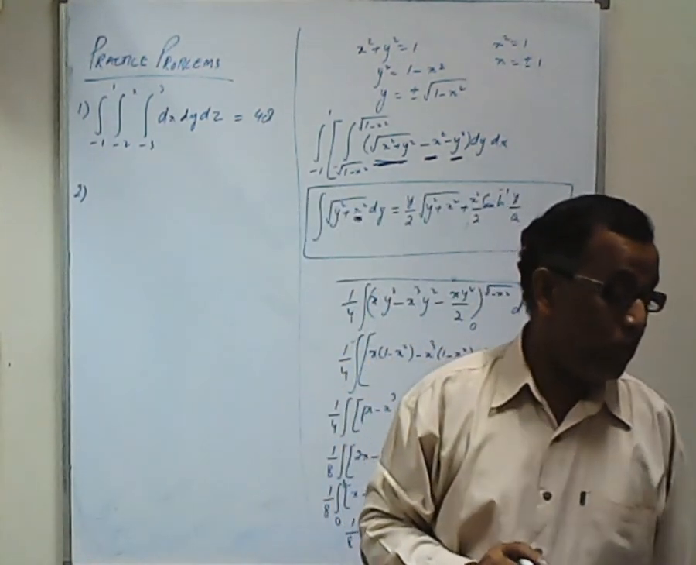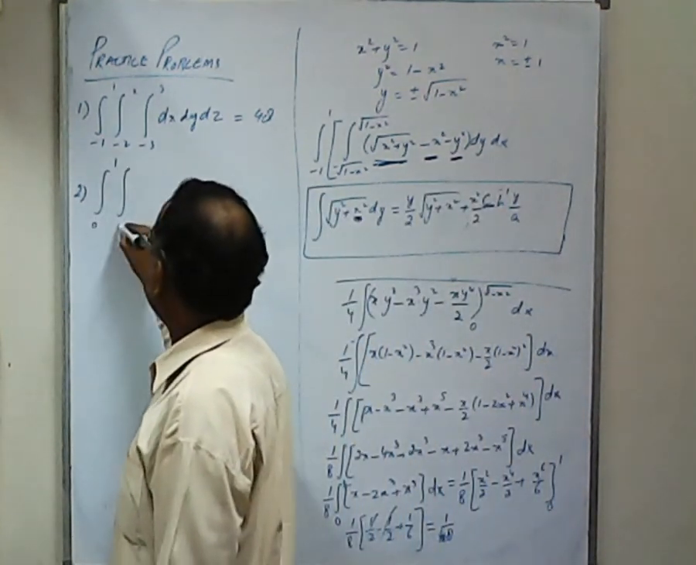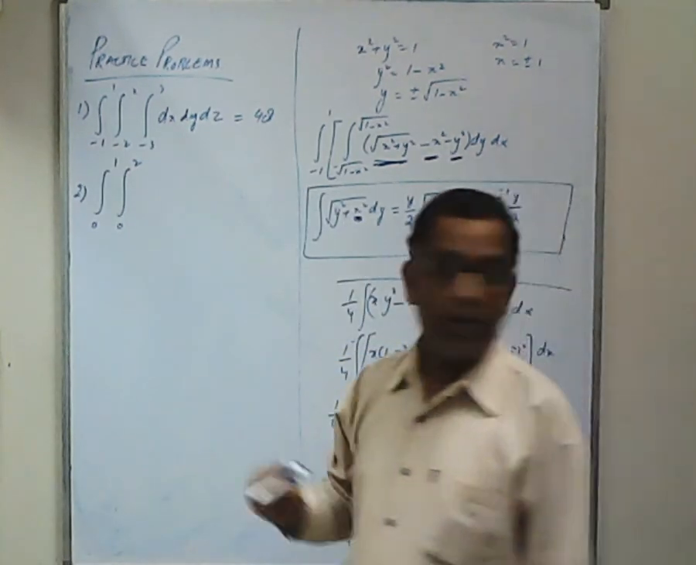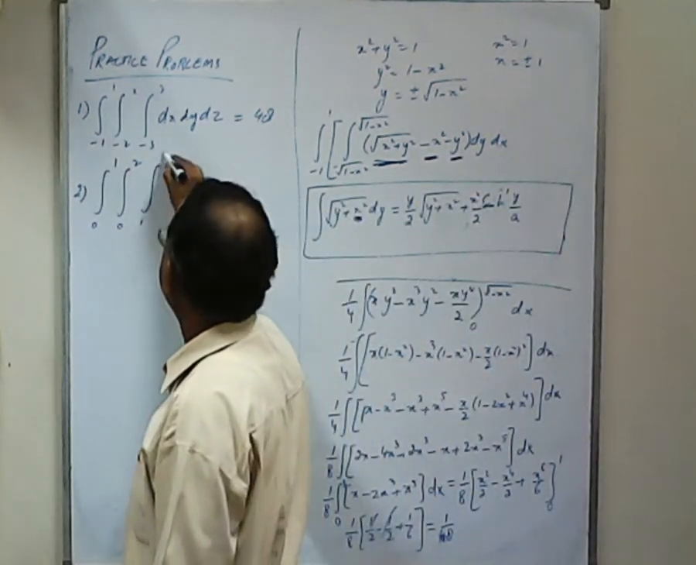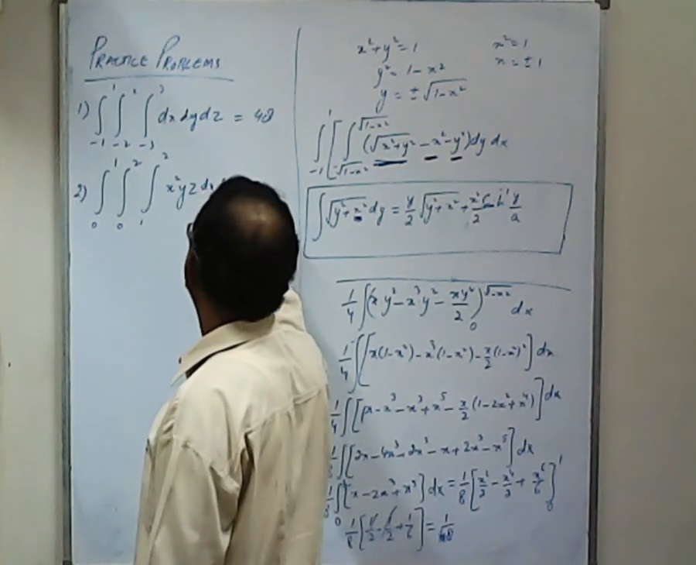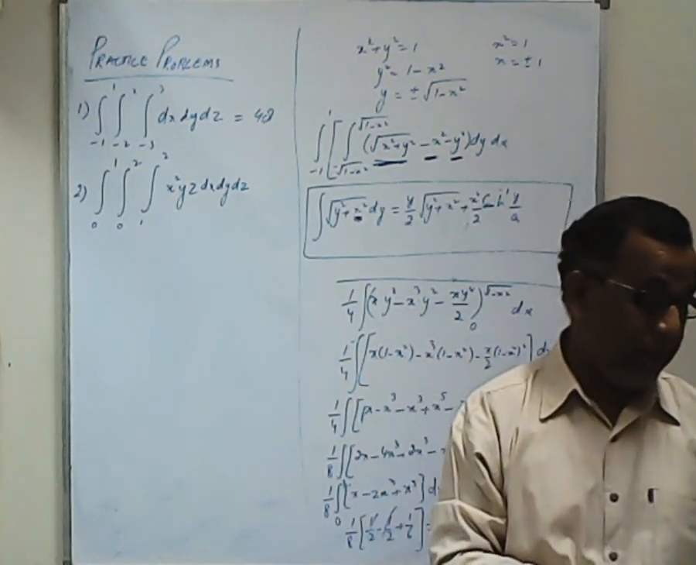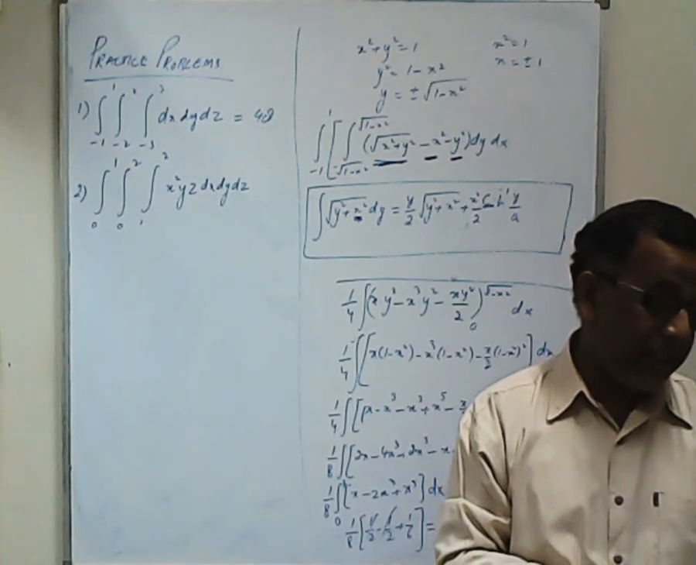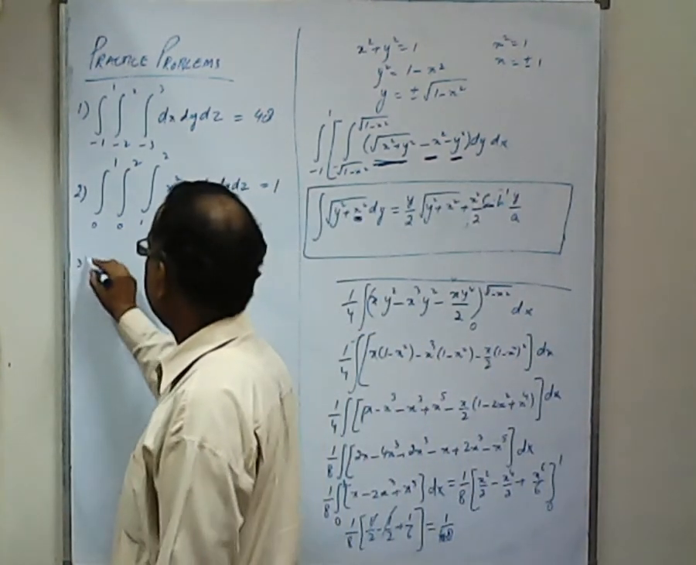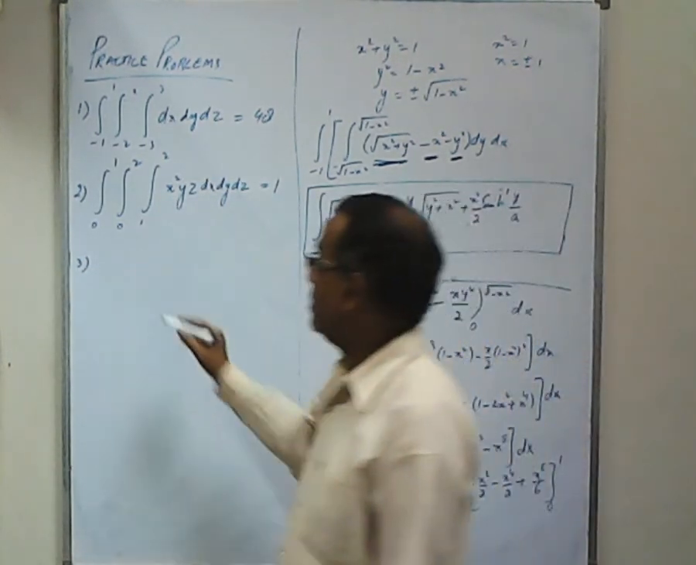Then in number 2, we have 0 to 1, 0 to 2, and then we have 1 to 2, and the function is x square y z, with dx, dy, dz. The answer is, according to me, 1.